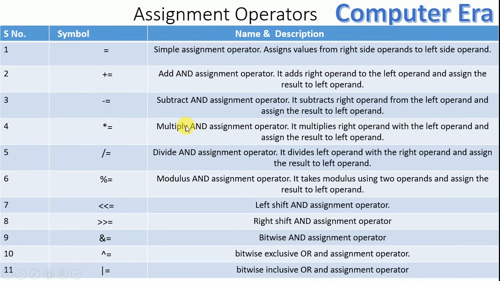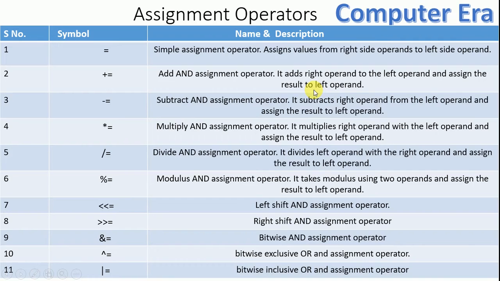Next is assignment operators. How, when you are assigning things, the assignment operator works. See, the first one is a simple assignment operator, second one is add and assignment operator, then subtract and assignment operator, multiplication and assignment operator, division and assignment, modulus and assignment operator, left shift and assignment operator, right shift and assignment operator. So here you can see how the things are working. They assign the values from the right side operand to the left side operand. The simple assignment operator takes the right operand and assigns the result to the left operand.